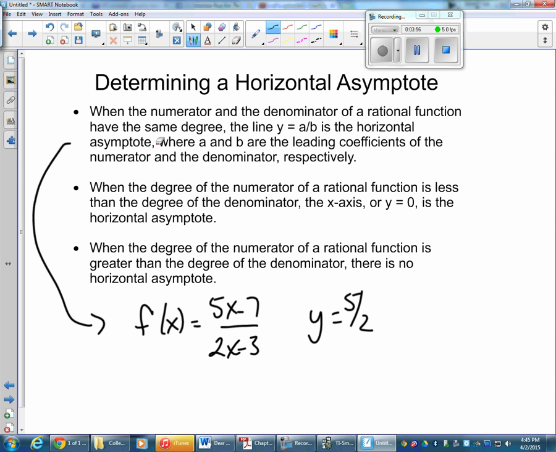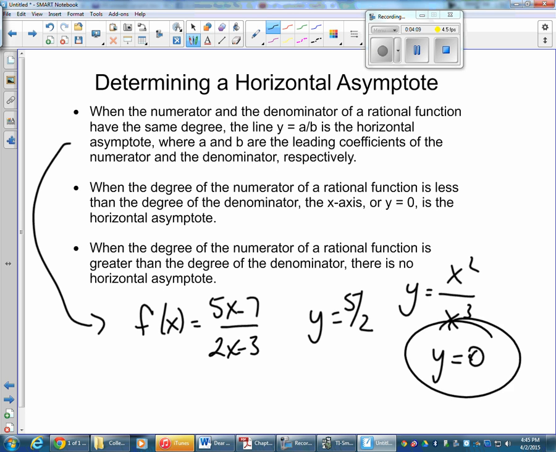When the degree of the numerator is less than the degree of the denominator, the x-axis, or y equals 0, is going to be the horizontal asymptote. So if I have y equals x squared here and x cubed here, then y equals 0 is going to be your horizontal asymptote. And it could be 2x squared and 5x cubed, doesn't matter. If this degree is smaller than this degree, then y equals 0 is your horizontal asymptote.